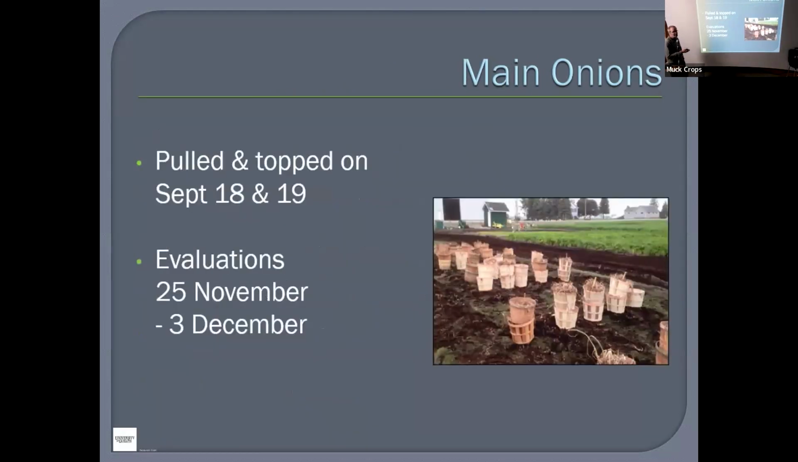They were basically dry and dead in the fields. We were able just to pull them right out, take the sample and combine them right away. We did the evaluations the 25th of November through the 3rd of December.